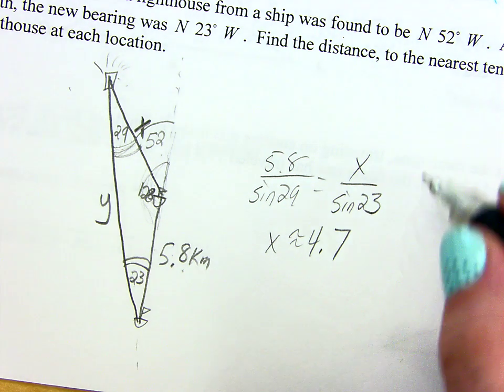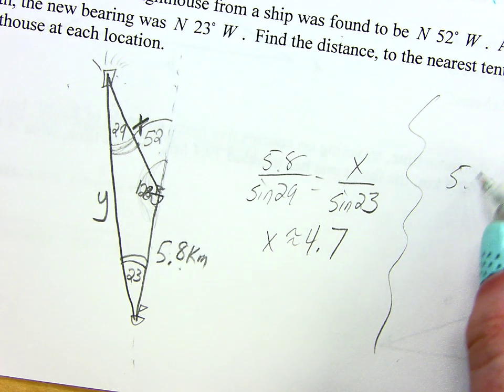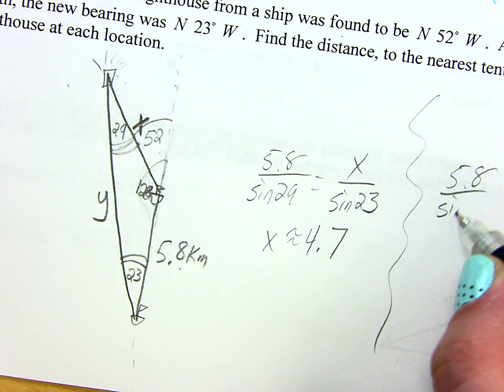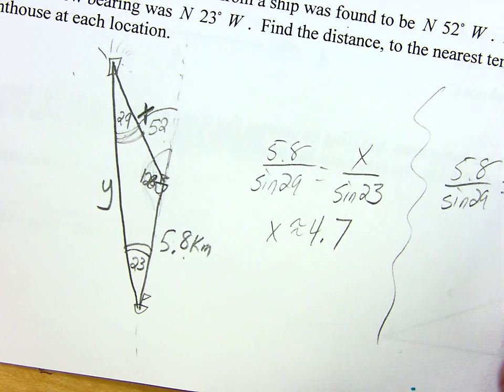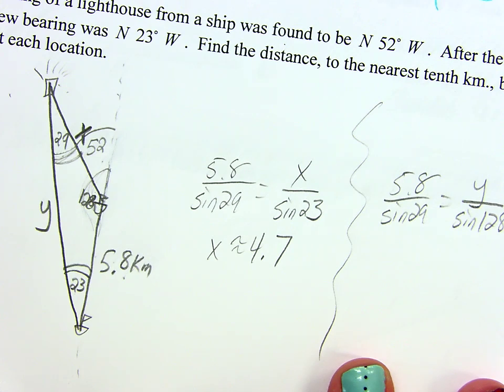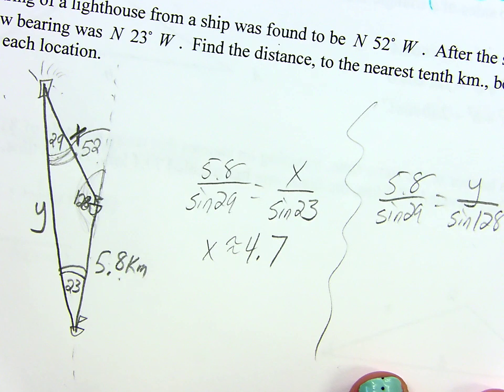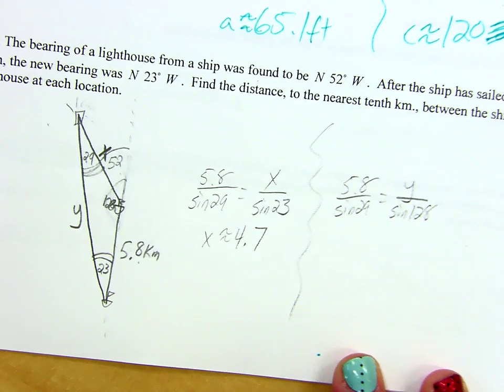I agree. Then I do the same thing again, just setting up for Y instead. X was 4.7. And then I'm just doing the same thing to solve for Y.